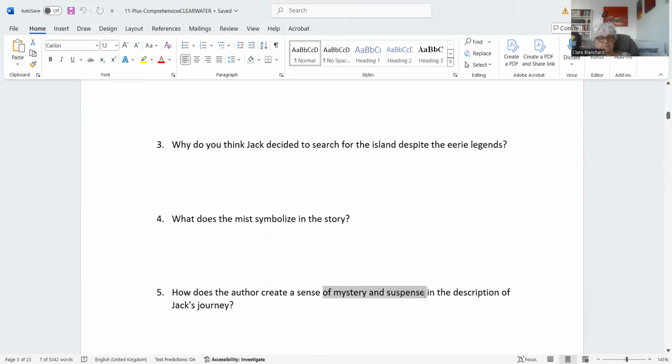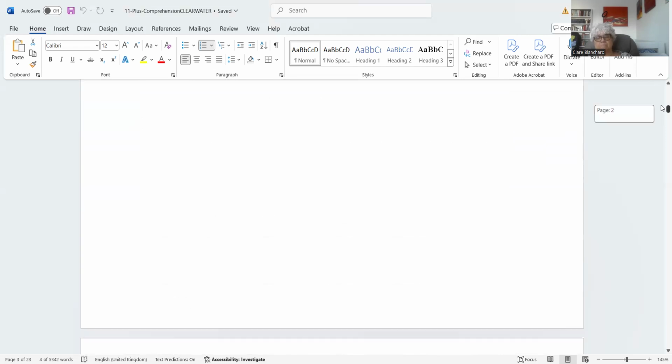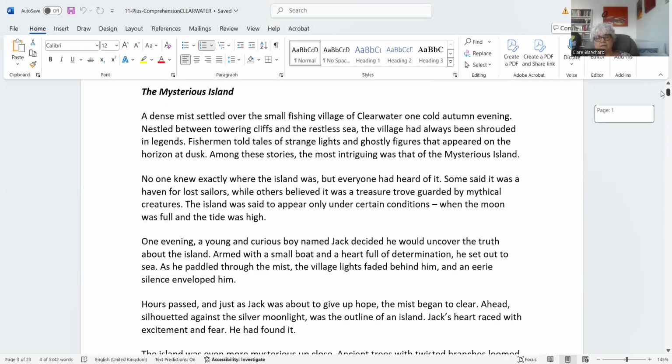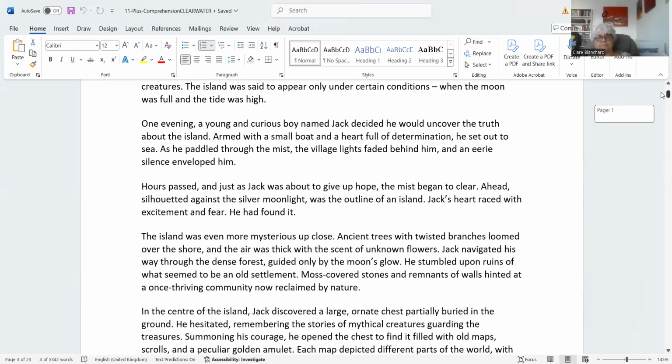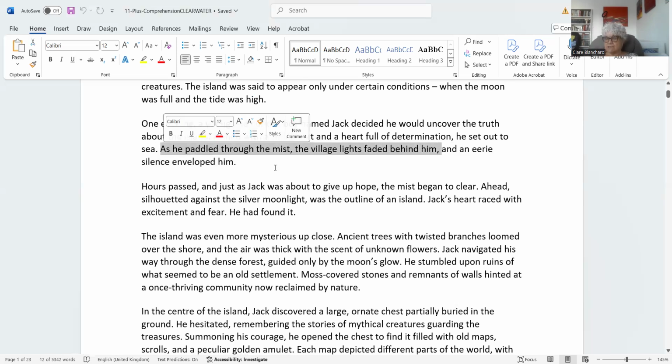Mystery and suspense. How does the author create a sense of mystery and suspense? So what we now need to do is to decide which 3 items we're going to choose. I think this one is good. When we're choosing quotations, try to keep them to no more than a sentence and preferably a phrase or two.